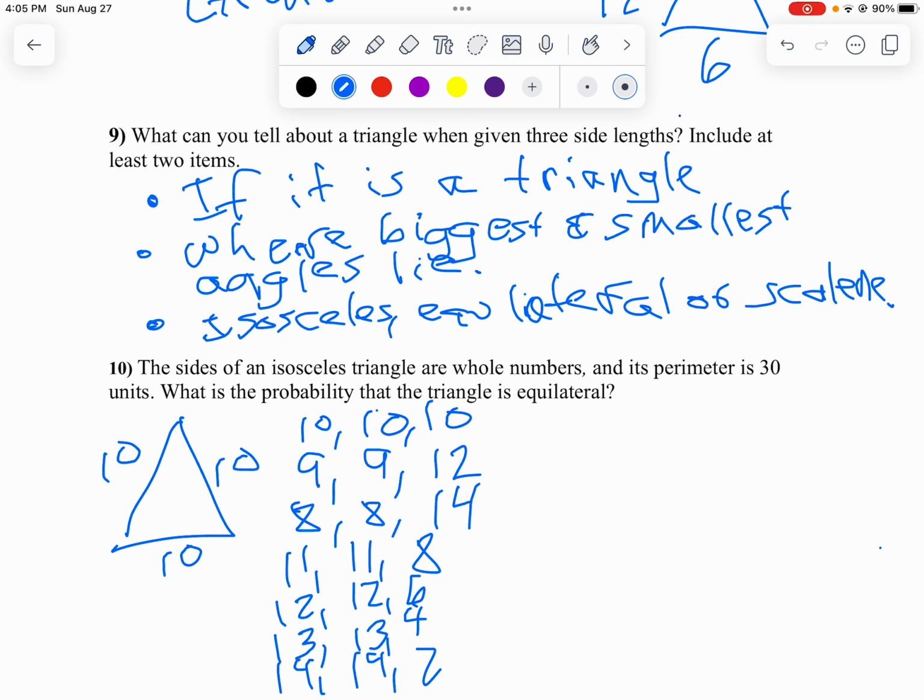So there is one equilateral triangle out of this list. So my probability is going to be 1. And then let's count how many do we have. We can make 1, 2, 3, 4, 5, 6, 7 isosceles triangles. So 1 out of 7 would be the correct answer for that one.